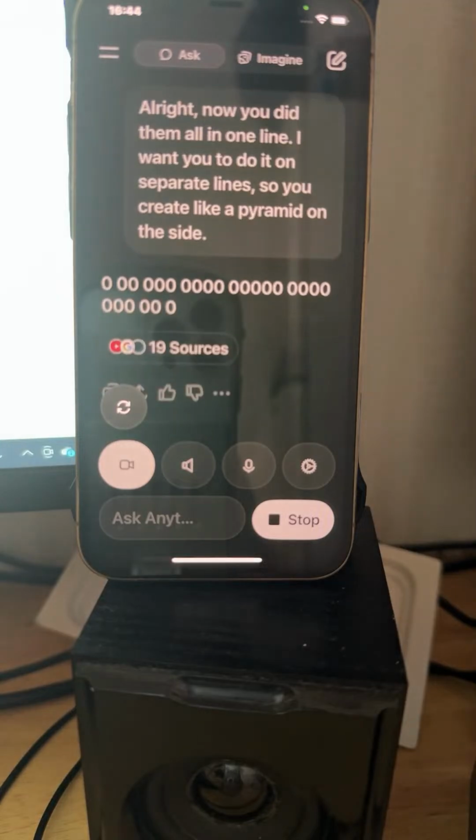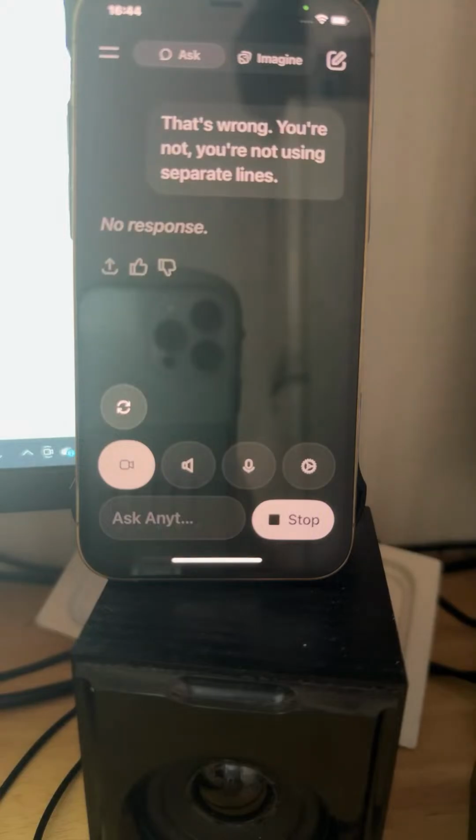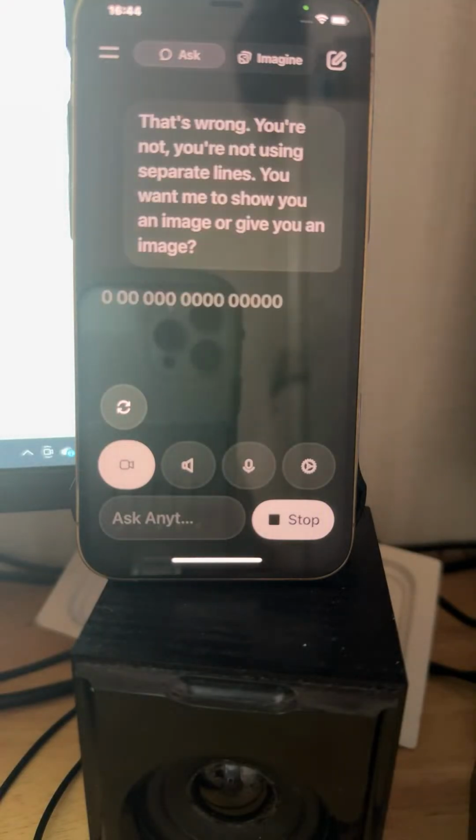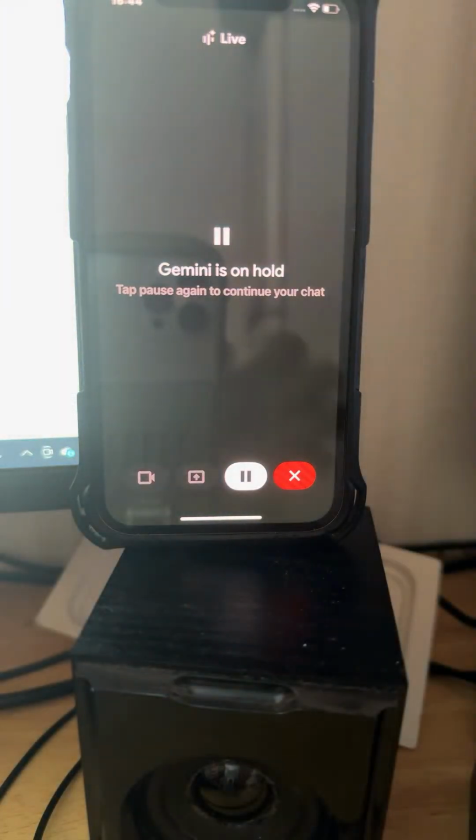That's wrong. You're not using separate lines. You want me to show you an image or give you an image? Incorrect. Let me show you. No.